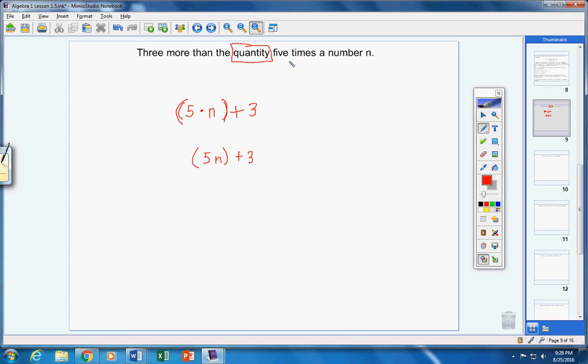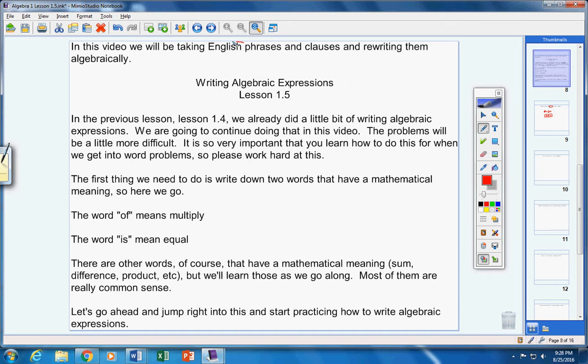What's the quantity? 5 times a number n. I know it says, you're probably thinking it should say 5 times a letter n, because n's a letter, but not in algebra. Remember, variables stand for numbers. That's why they said a number n. So 5 times a number n, 5 dot n, or 5n. And here's your answer. You just took an English phrase, and you wrote it algebraically.